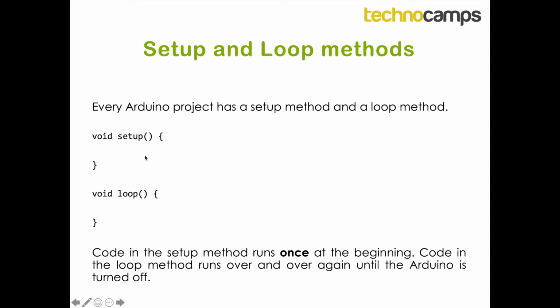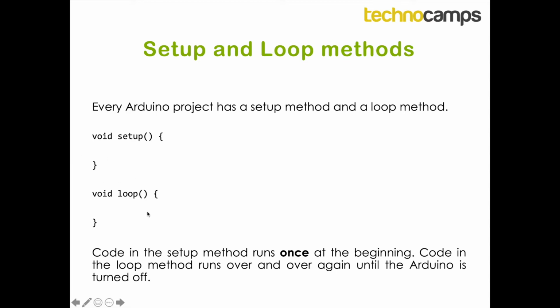So what are they and what do they do? Well, the setup method is a method that runs once at the beginning when you turn on your Arduino or when you start your program running on the Arduino. So any code you put in this method will be run once at the beginning. Typically what we would put in here are lines of code that set up our Arduino the way that we want it to. So we tell our Arduino that certain pins are inputs or certain pins are outputs, things like that.